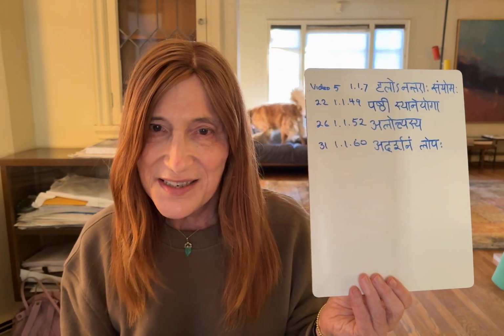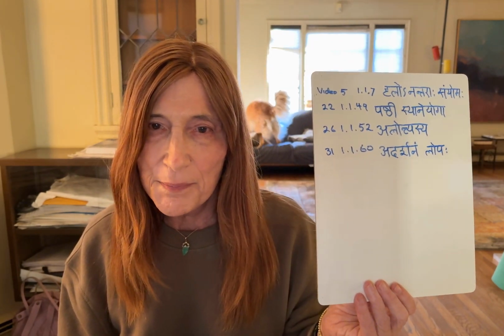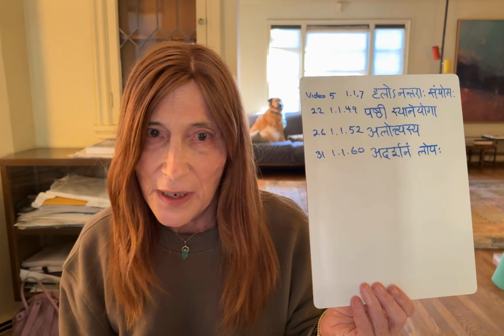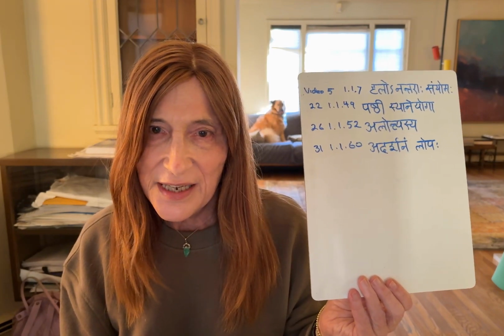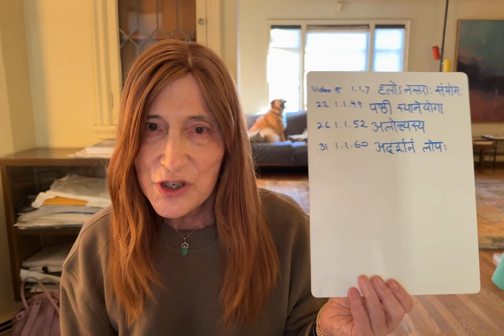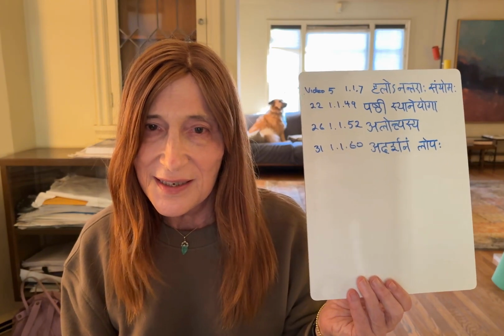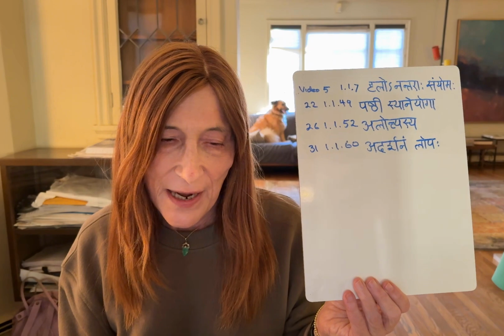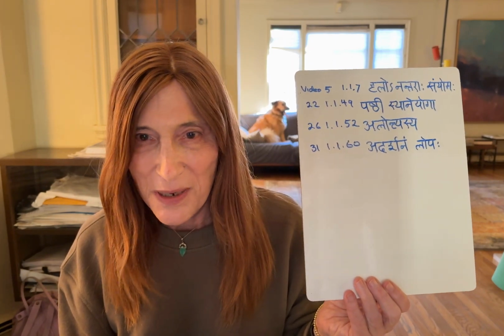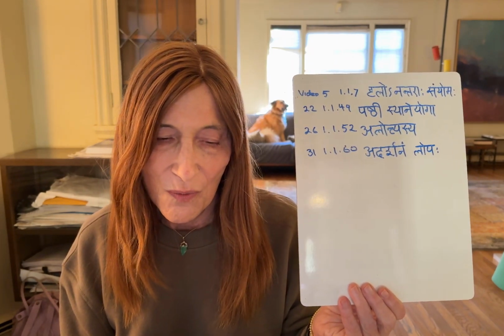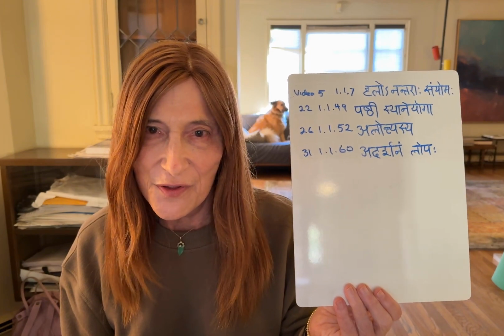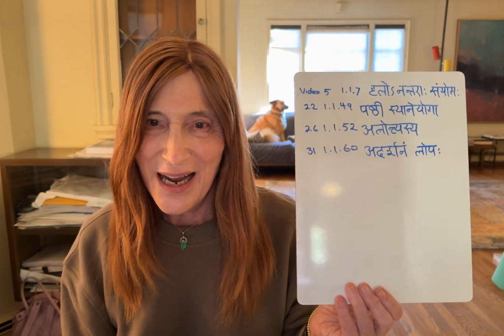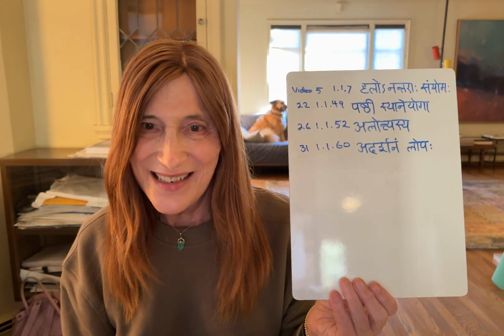Alontyasya says that the substitute will come in place of the final one. In this case of gachant, that means just the t of gachant is lopa, so we are left with gachan. And finally, adarshanam lopaha, as I mentioned before, 1160, video 31. That's what happens to what's lopa'd. It disappears.